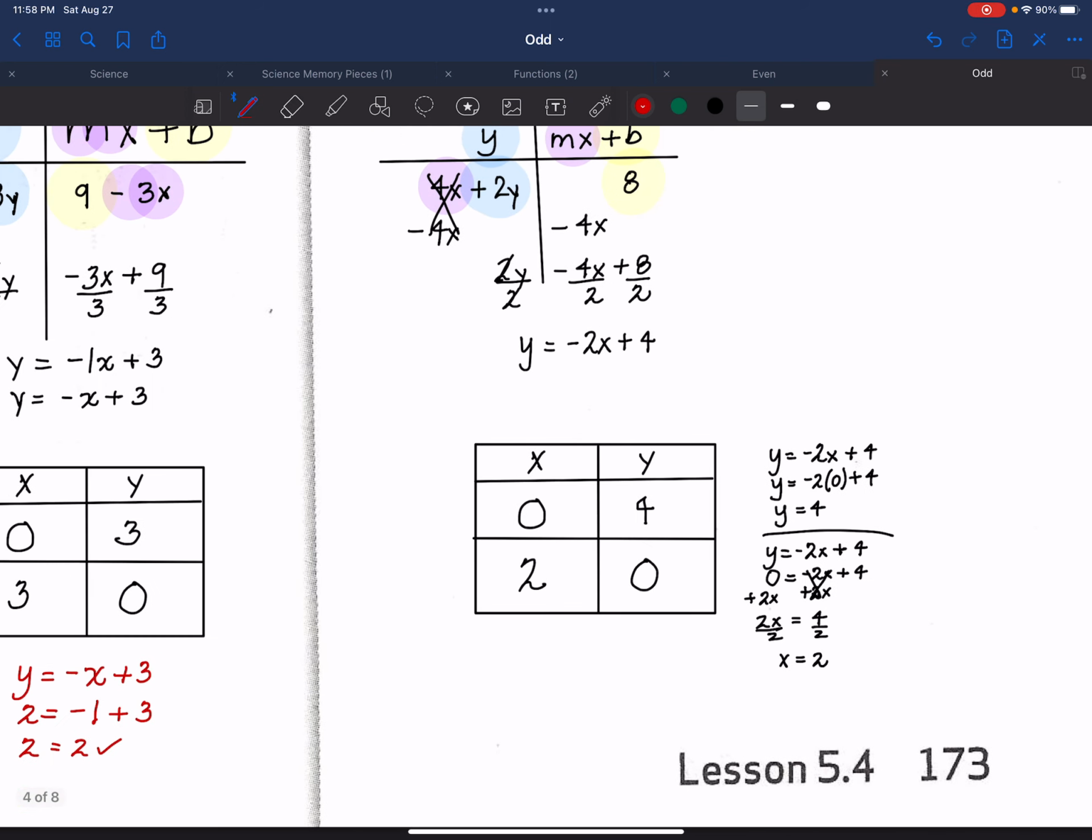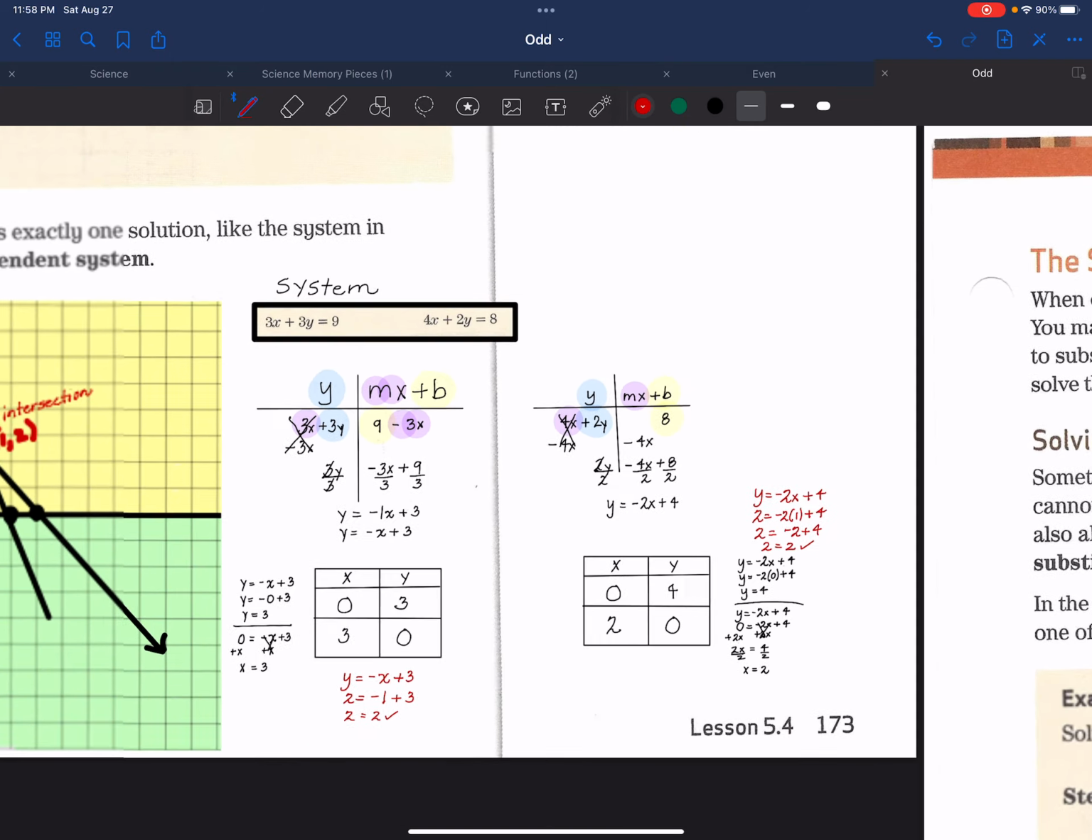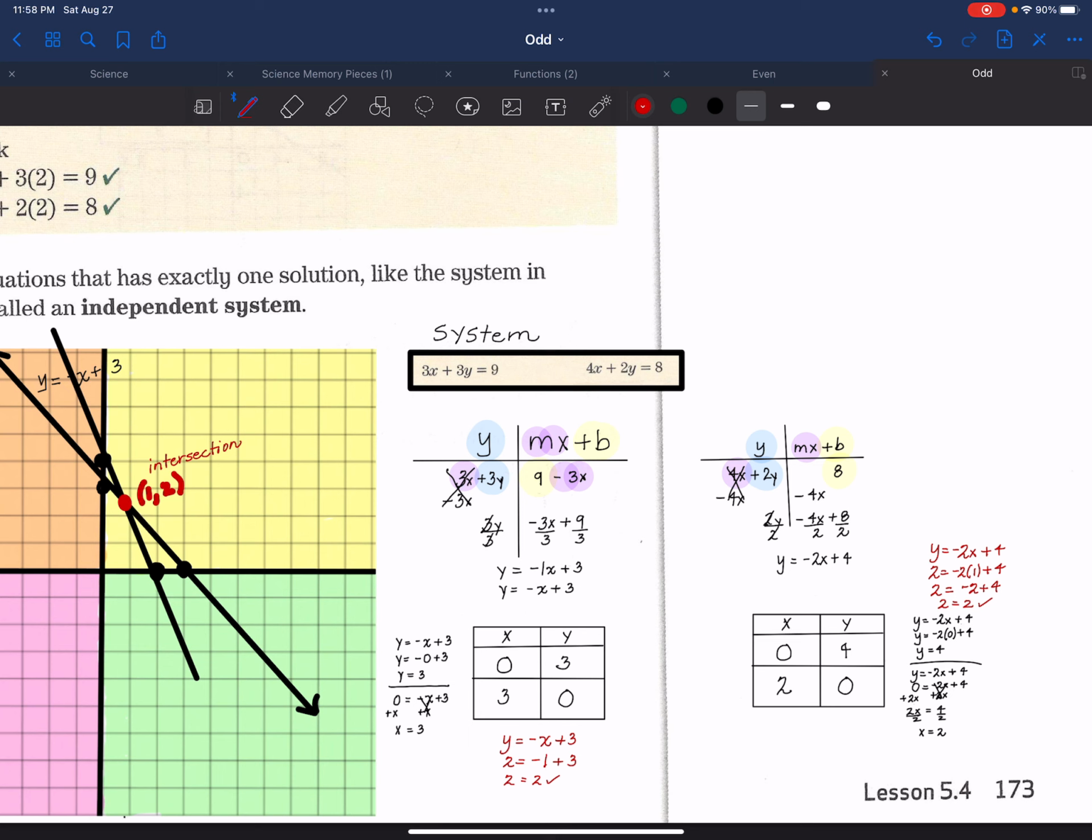Let's try it in this one. So y equals negative 2x plus 4. And remember, it's 1, 2 that we're checking. So negative 2 times 1 plus 4. 2 equals 2. It works in that one as well. So that's the solution. That's the answer to this thing. The intersection is the solution to the system.